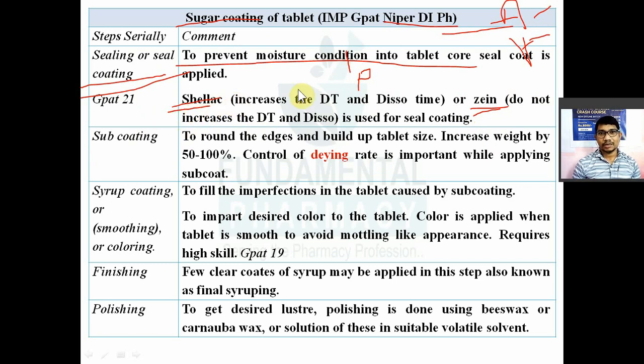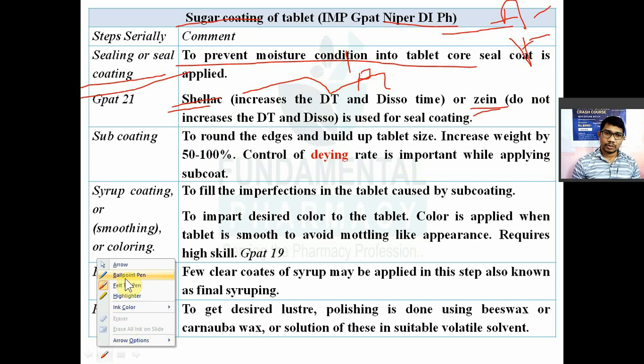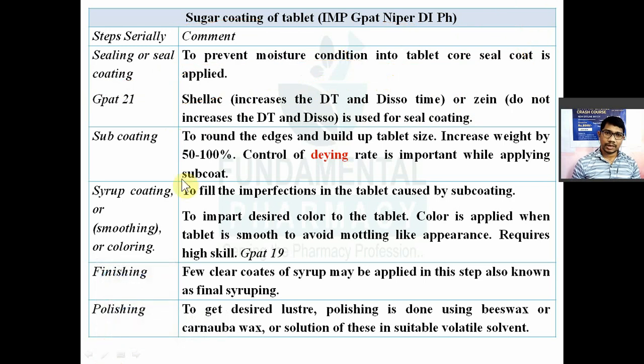So the tablet becomes bigger. If the tablet size is small and the weight is low, the weight can double here. So the weight increases by 50 to 100%. Remember, doubling of weight can be possible in the subcoating or sugar coating of tablet. In the subcoating, several coats of syrup are applied to build up the tablet size, round the tablet edges, and increase the weight up to 50 to 100%.